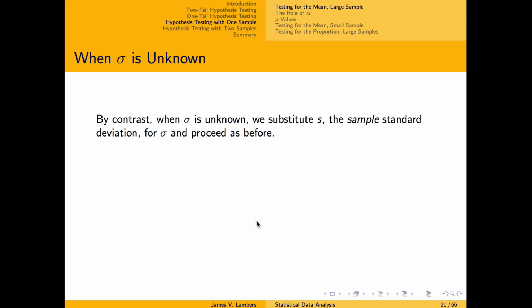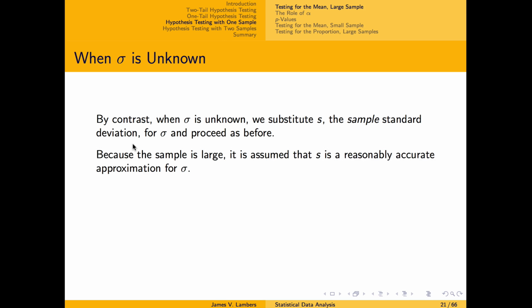Now, what do we do if a population standard deviation sigma is unknown? As we did with confidence intervals, we substitute the sample standard deviation s. This is a reasonable approach because we are assuming a sample size is large, so that the sample standard deviation should be a reasonable approximation for the population standard deviation. This means the test statistic for this case is the same as before, just with s substituted for sigma.